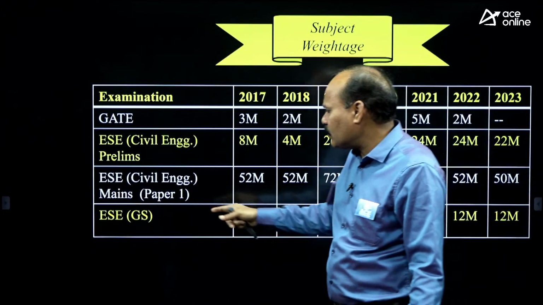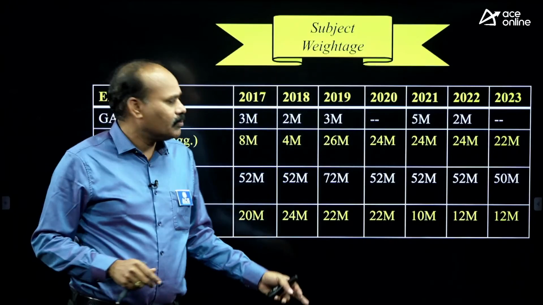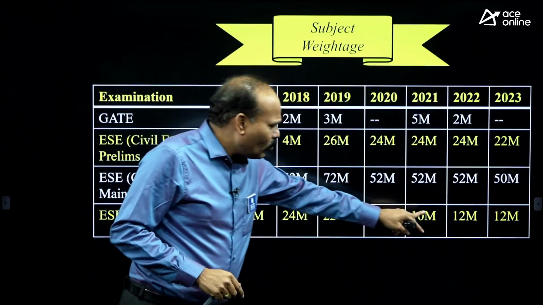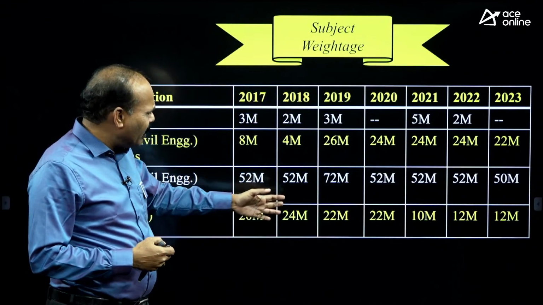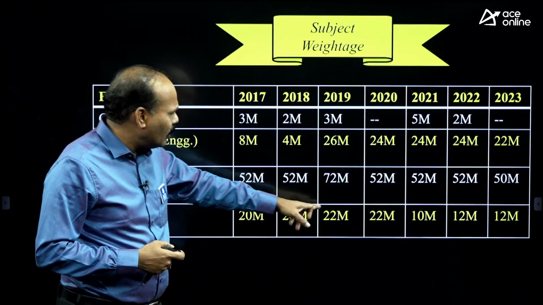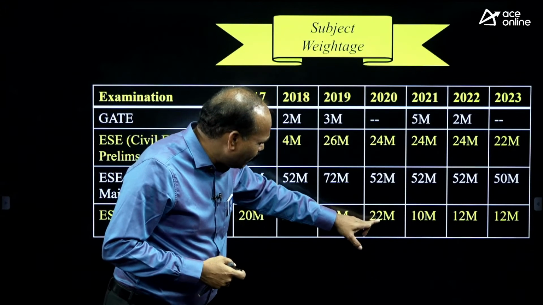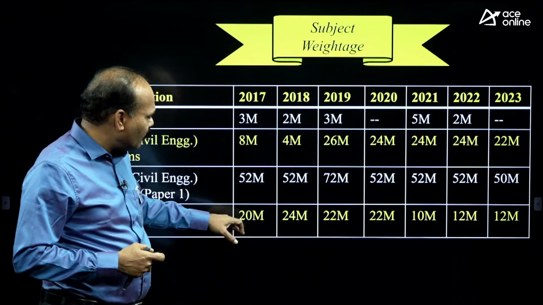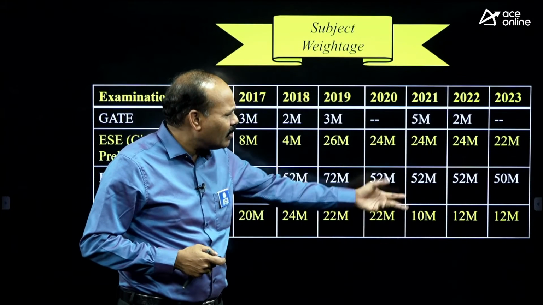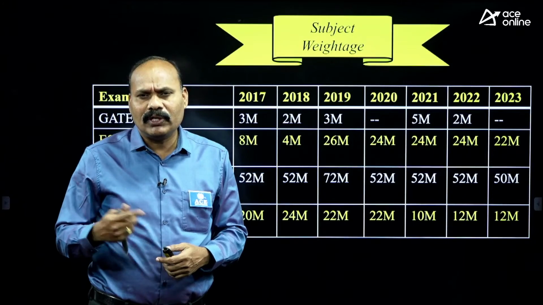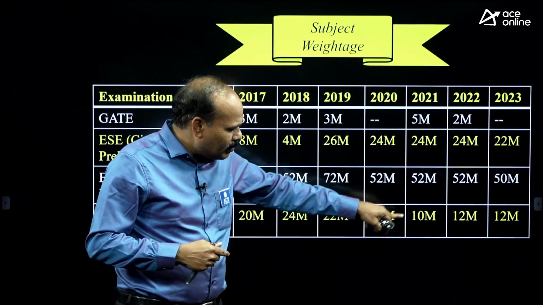So what is the weightage in general studies? This subject will give 10 to 12 marks. Previously, in 2018 and 19 and before, even 20 paper, it was 20, 19, 18, 17, 20, 24, 20, 20. But recently, in the 2021, 22, 23 papers, you see 10 marks, 12 marks, 12 marks.